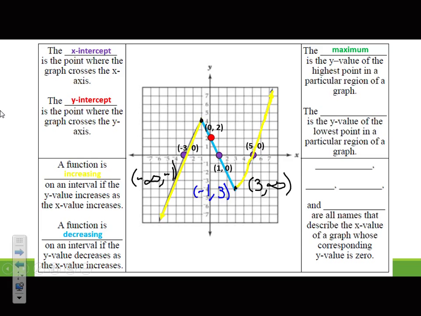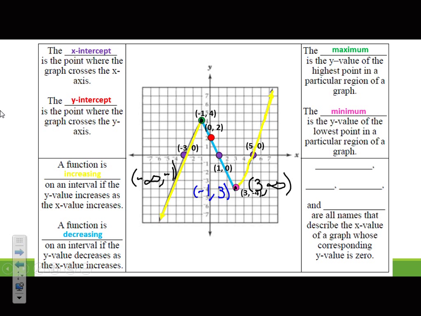Next, the maximum is the y value of the highest point on a particular region of a graph. So here our maximum lies right here at -1, 4. Now the minimum is the y value of the lowest point in a particular region of a graph. So here our minimum for this one is 3, -4.